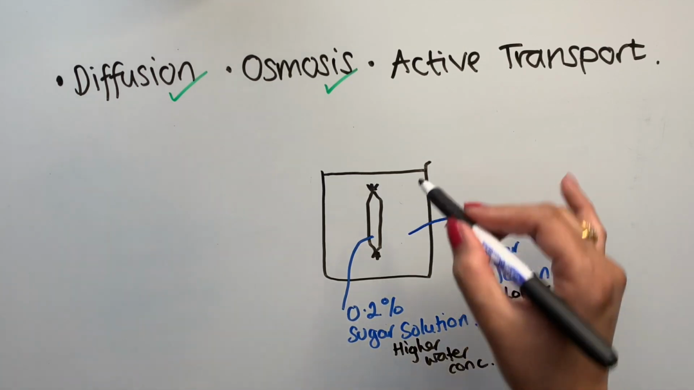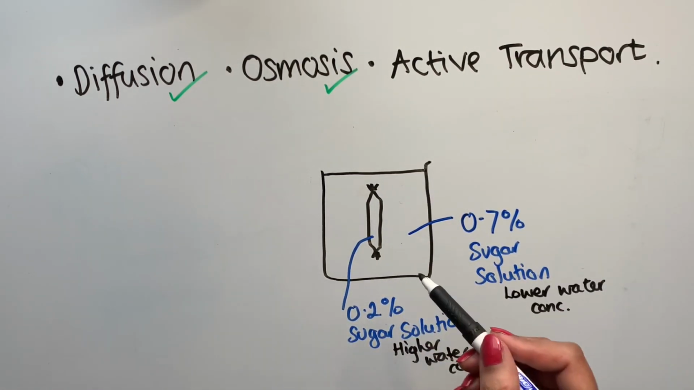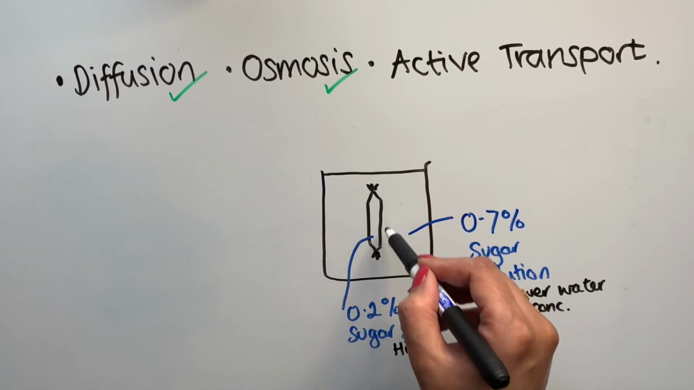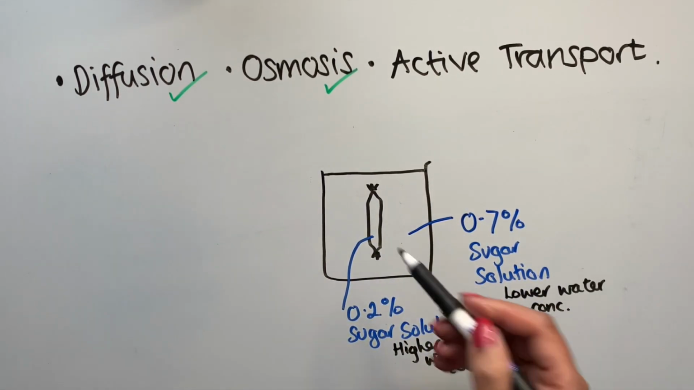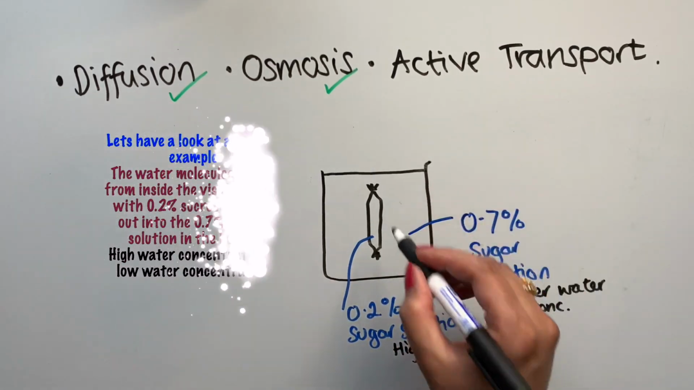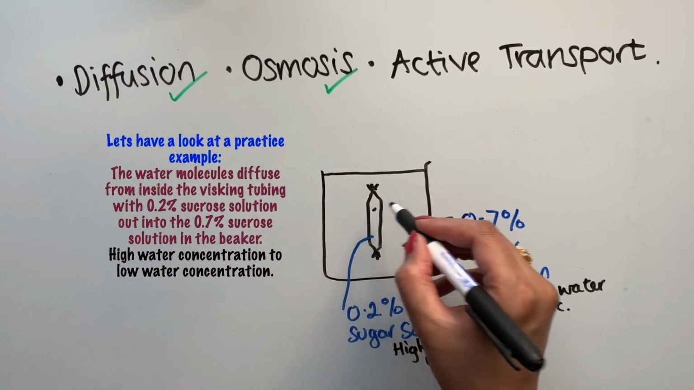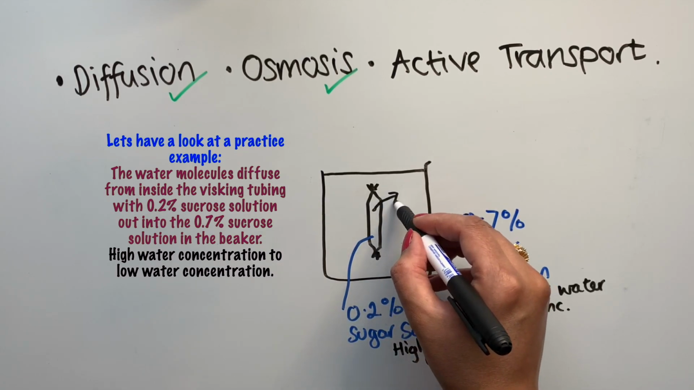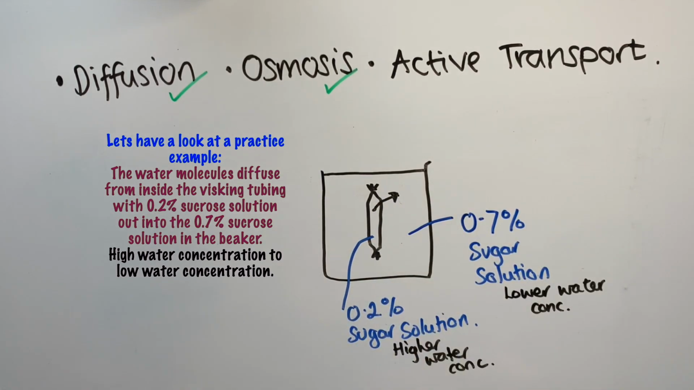So the diffusion of the water molecules across the partially permeable membrane, which is the visking tubing, would be from the inside, where there's a higher concentration of water, to the outside.